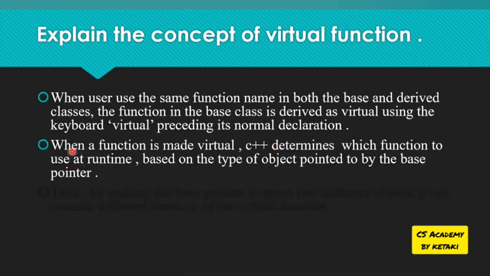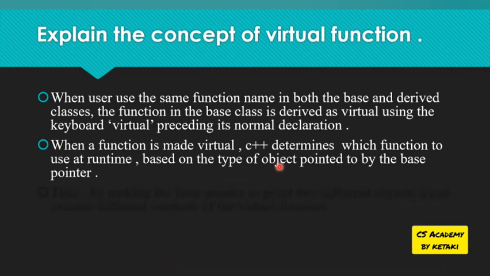When a function is made virtual, C++ determines which function is used at runtime based on the type of object pointed to by the base pointer. When we make the base function virtual, C++ determines at runtime which type of object is pointed to, matches the type of object with the function, and decides which function is used.